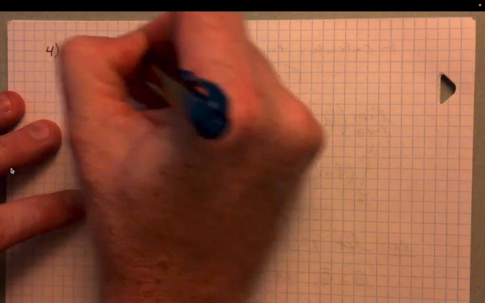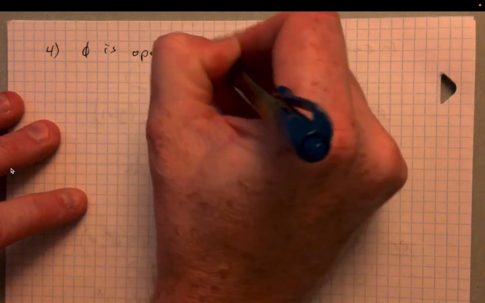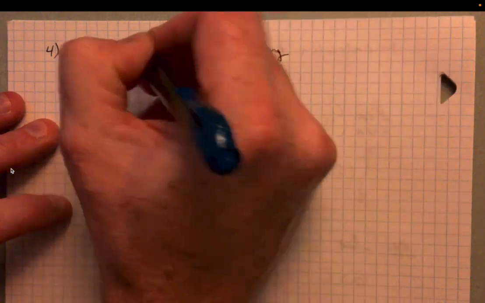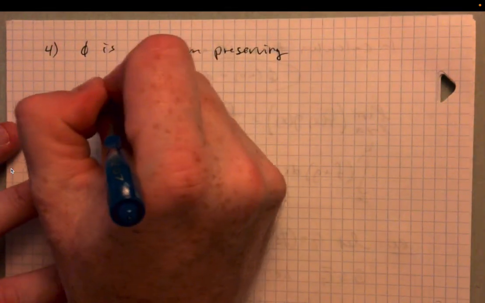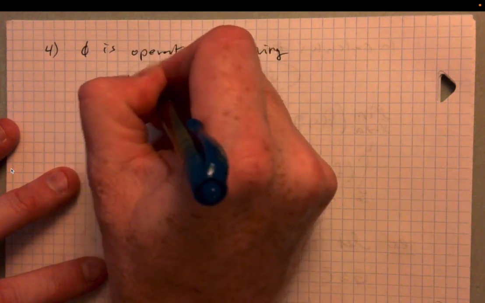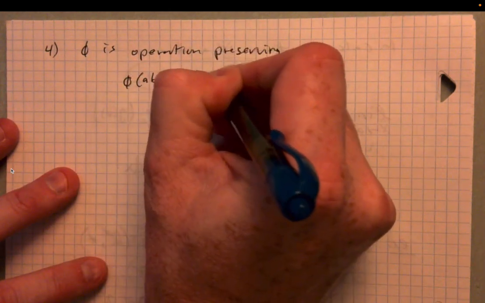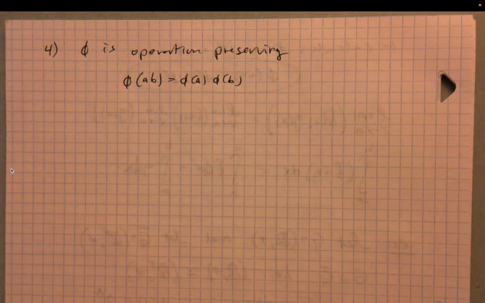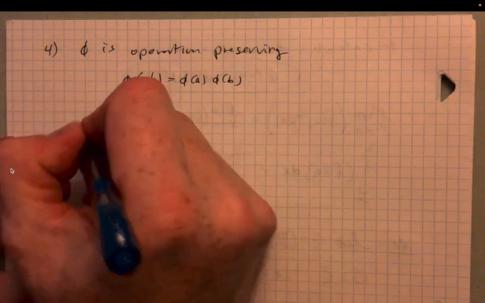So that's the fourth step. Phi is operation preserving. All we have to do, remember, the formula is phi(AB) equals phi(A) phi(B). So we have to show that you get the same result if you combine the elements and then map, or if you map and then combine the results of the map. You get the same answer either way. So we can do that quick.